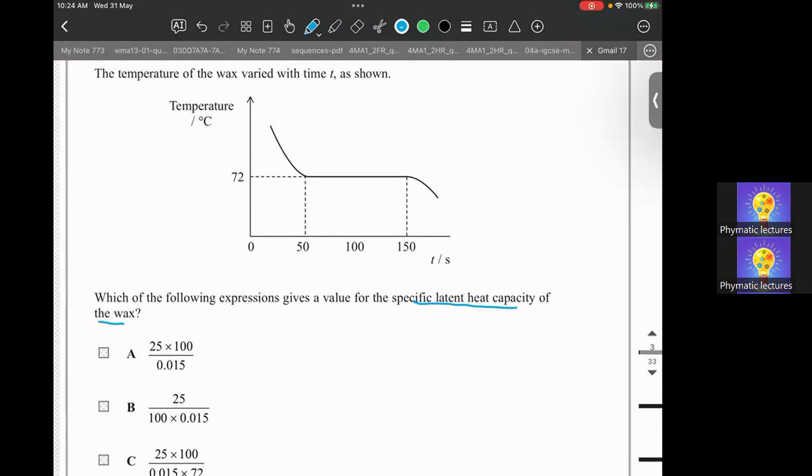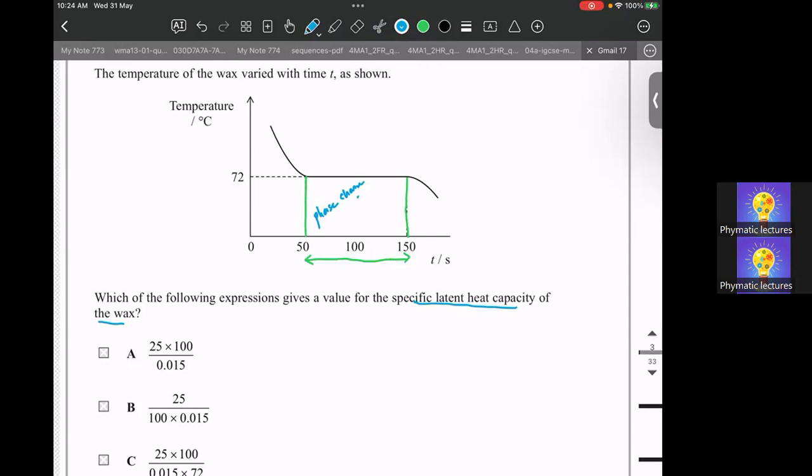Specific latent heat of anything means the amount of heat required to change the phase. So here the liquid wax is changing to solid wax. While changing the phase, the temperature remains constant. So you just see the graph where the temperature is remaining constant. That is from 50 to 150 in time. In this region, the temperature remains the same, so phase change is happening.